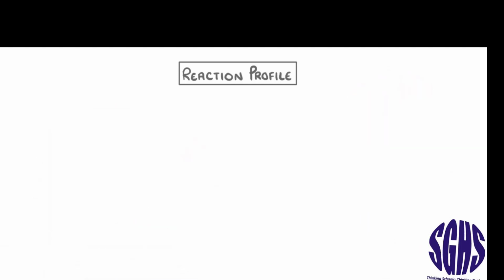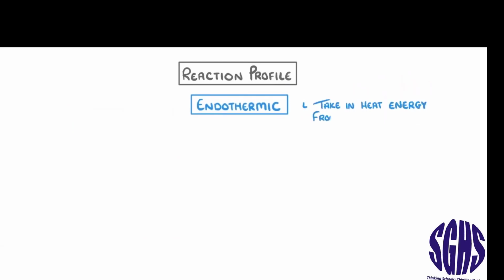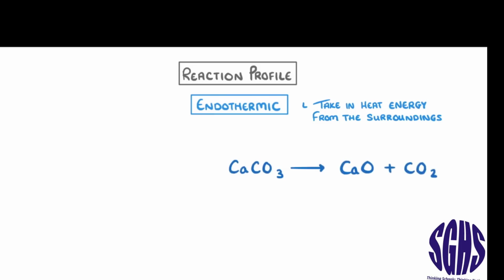The opposite of an exothermic reaction is an endothermic reaction. These are reactions which take in heat energy from the surroundings. For example, if we wanted to break down calcium carbonate into calcium oxide and carbon dioxide, we'd have to supply heat, perhaps by using a Bunsen burner to heat up the solid calcium carbonate.